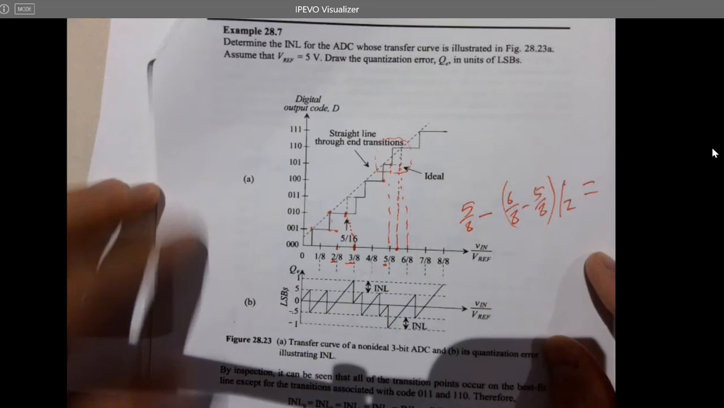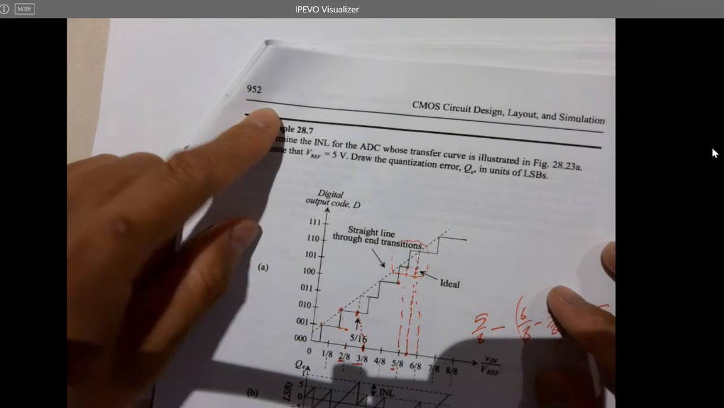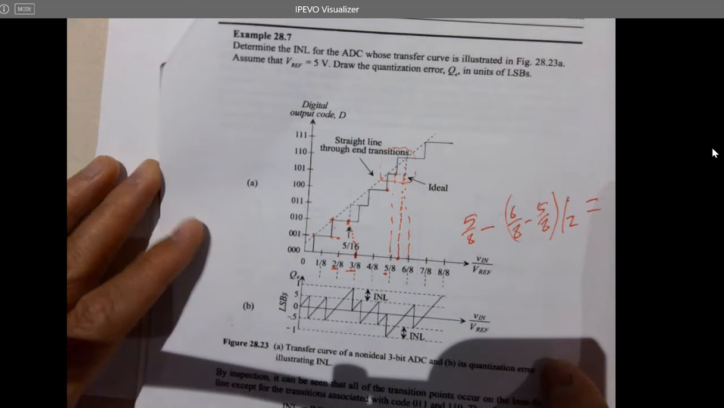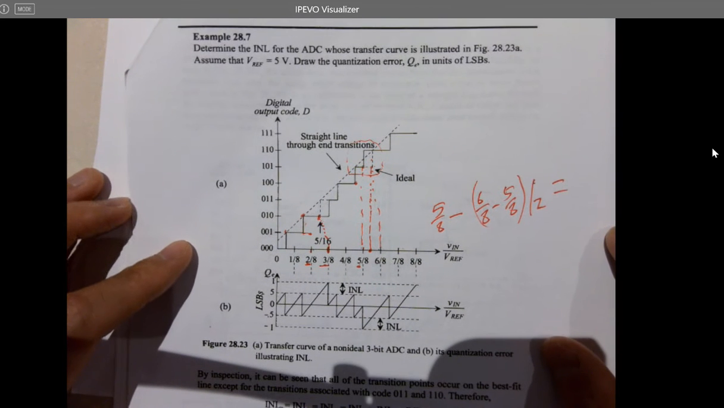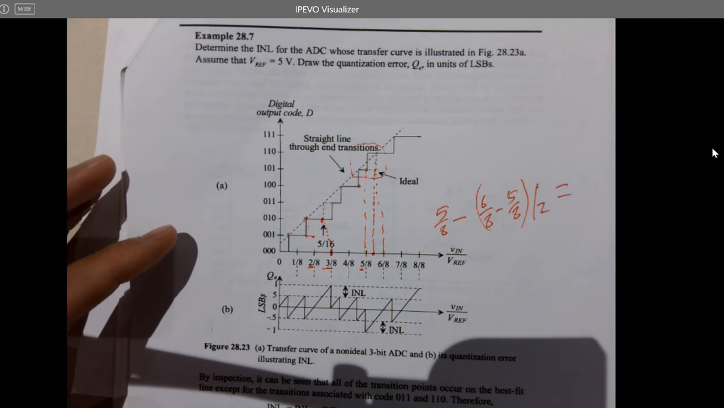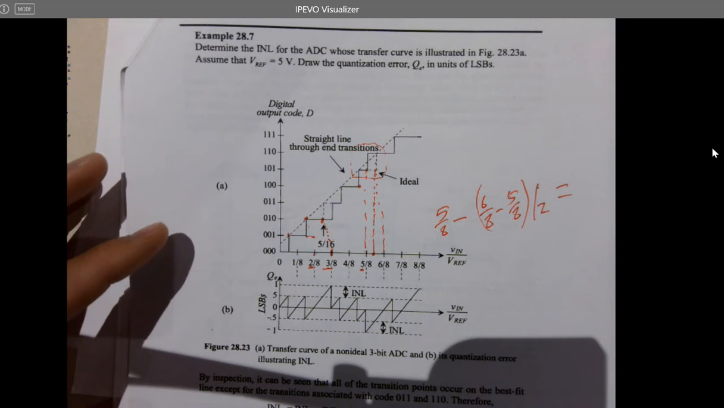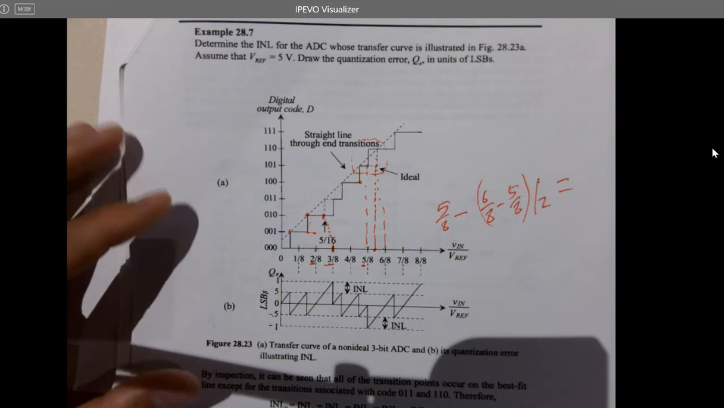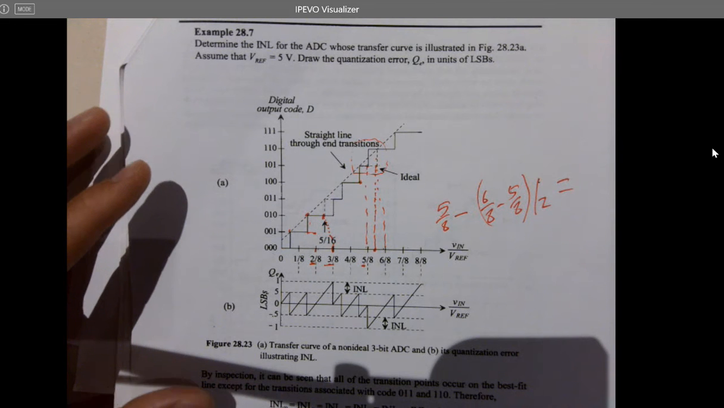Integral nonlinearity. It's on page 952, example 28.7 in the textbook. Remember INLs? DNLs are the actual step height or width minus the ideal step height or width, right? And INLs are the absolute height or width minus the ideal, whatever the ideal point is on the curve.